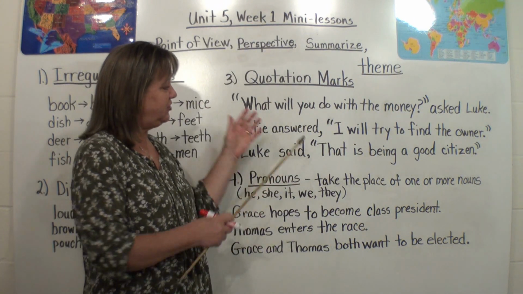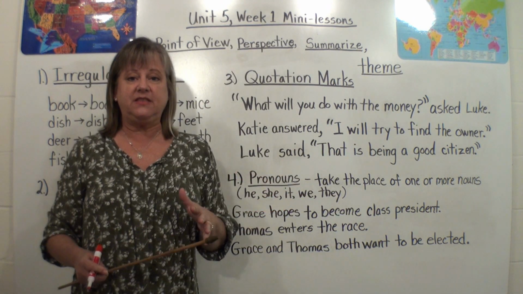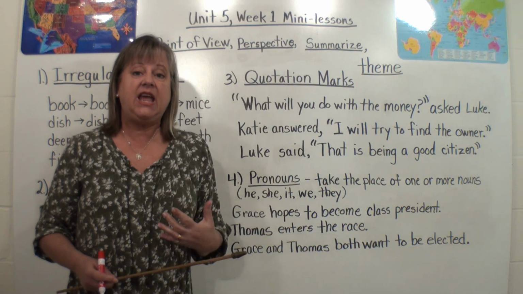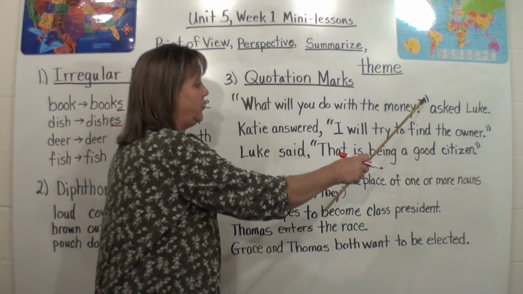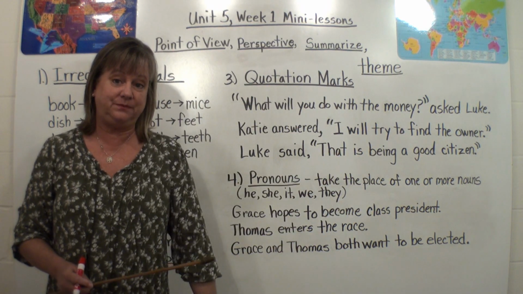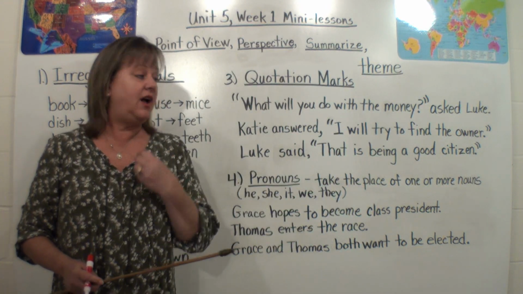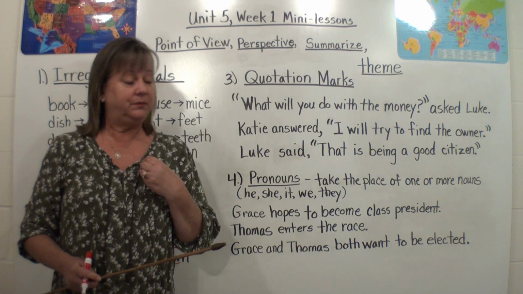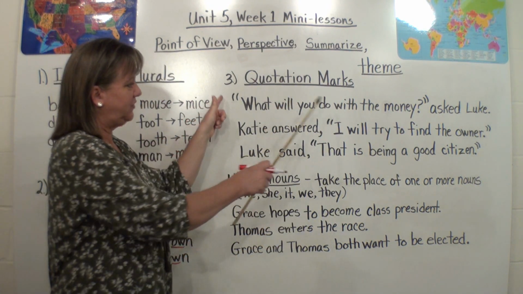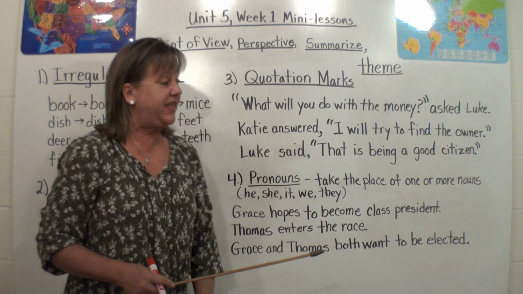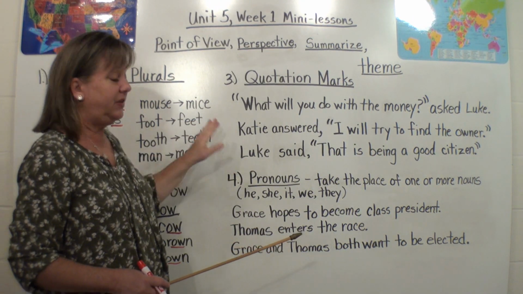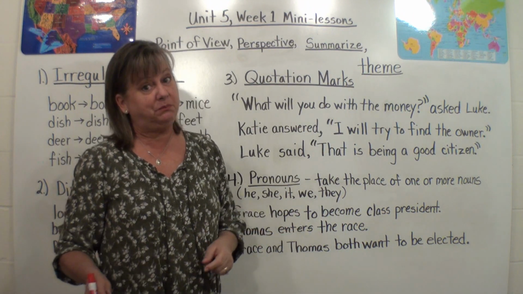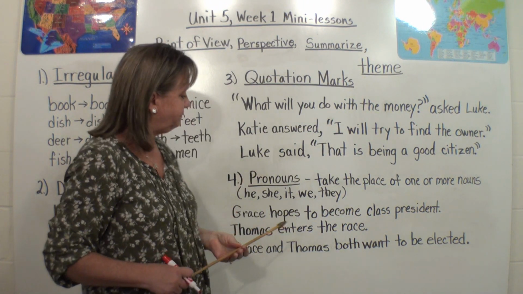So in each of those sentences, we have something the character is actually saying, and those sentences are put in quotation marks to show that. The words that are coming out of Luke and Katie's mouths, all right? And this also teaches us a little lesson that if we do find something like money, we should absolutely try to find the owner, and that is being a good citizen.